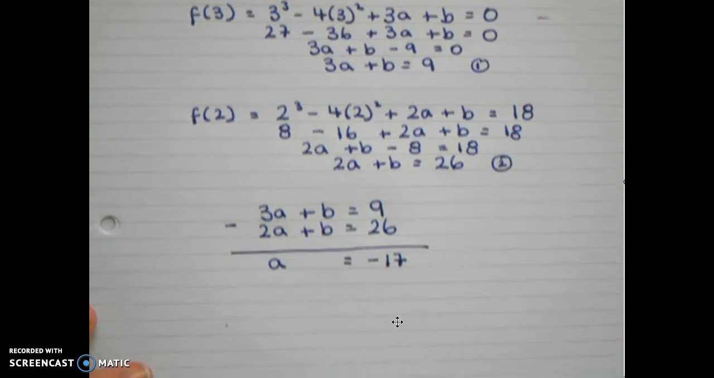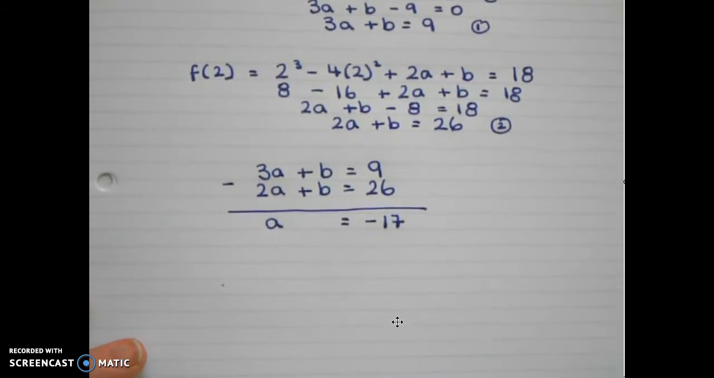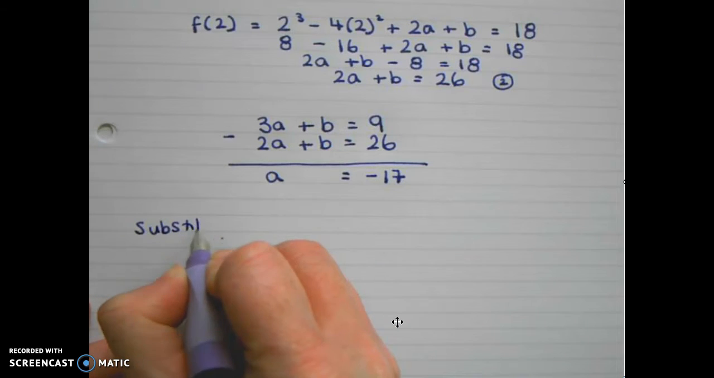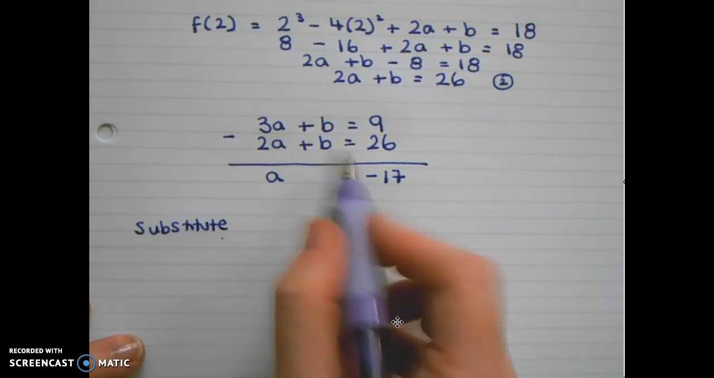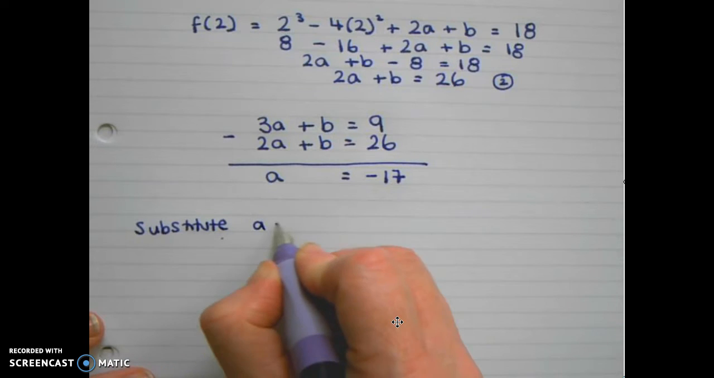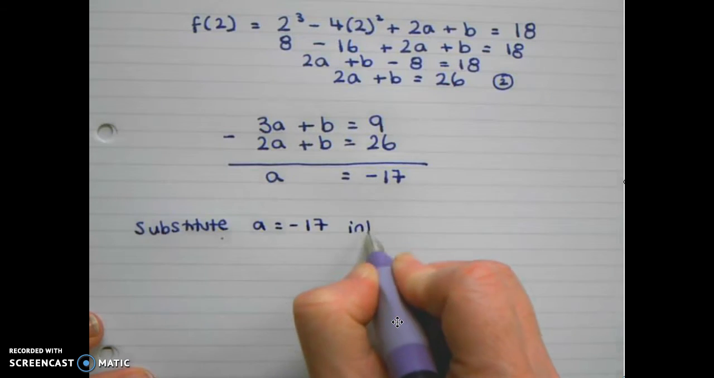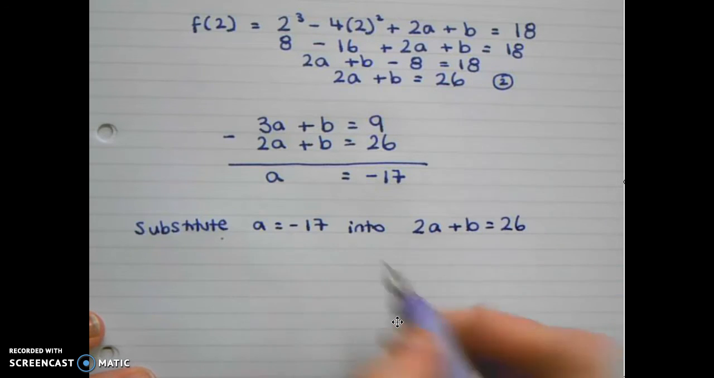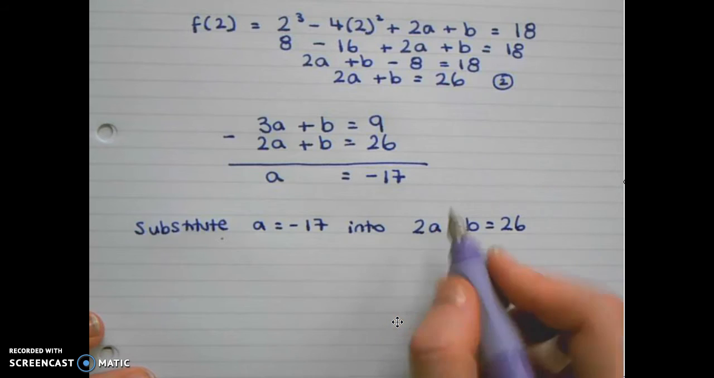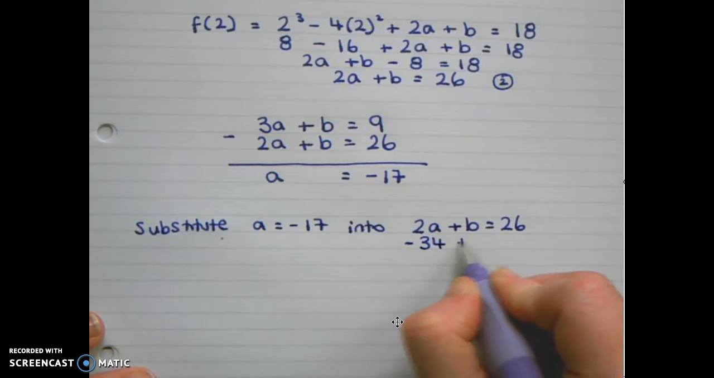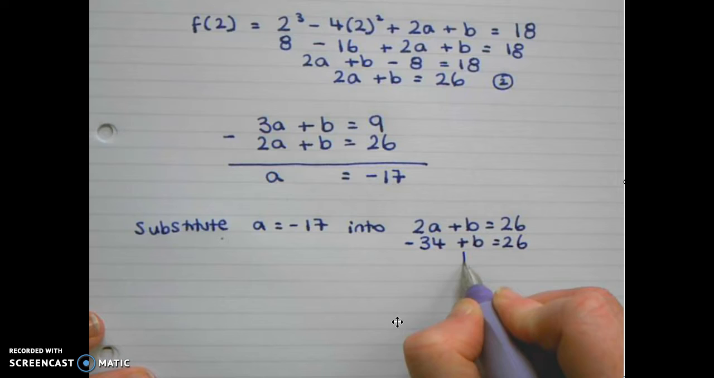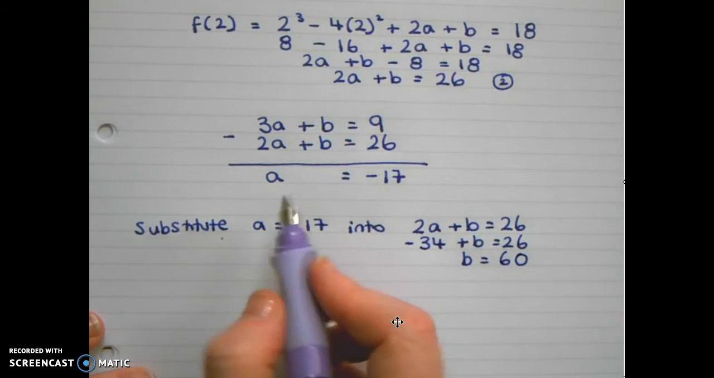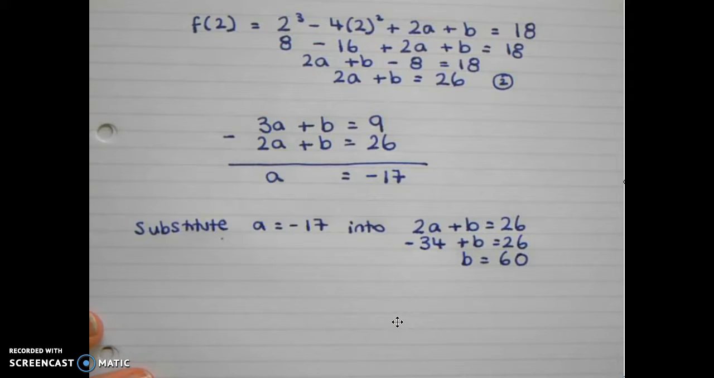In order to get the b value, I'm just going to substitute that into one of these equations. So let me pick the 2a plus b. So substitute a equals minus 17 into 2a plus b equals 26. If a is minus 17, 2a will be minus 34. So b will have to be 26 plus 34, which is 60. So those are my values for a and b.